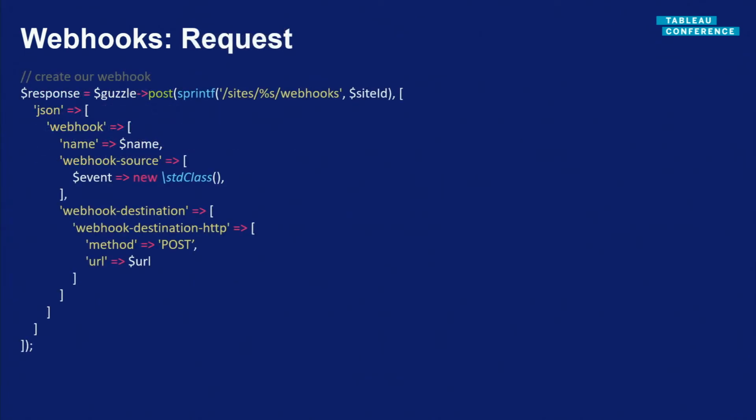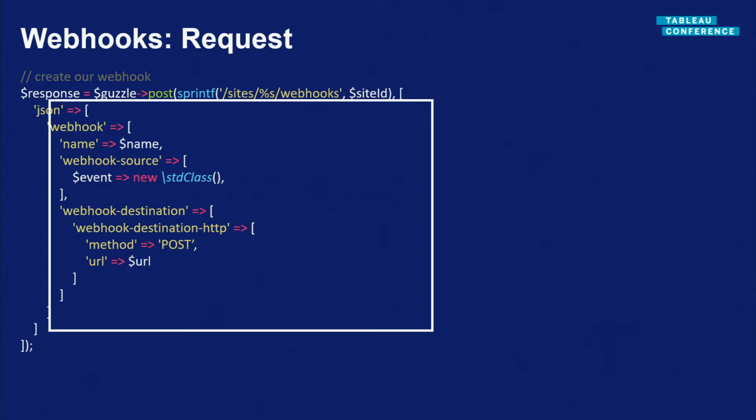And finally, we've got the request that we're making to Tableau Server to create the webhook. We're using the site ID, and we're posting to the webhook's endpoint on the site. And finally, we're building that JSON. You'll notice that this looks very similar to the JSON from two slides ago. We're setting the destination. We're letting it know we want the post verb and our URL.